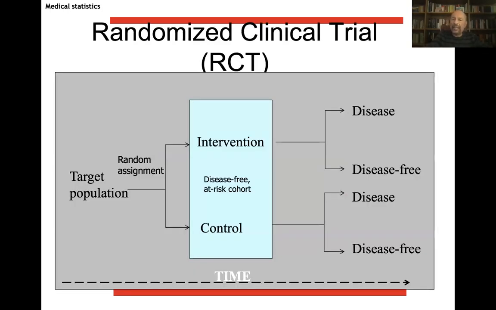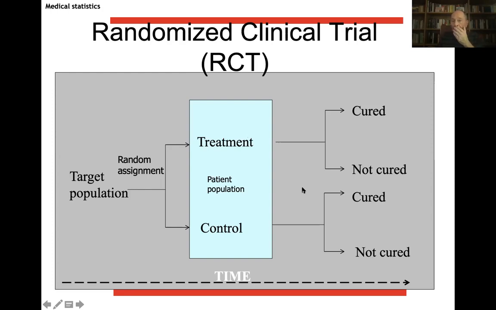So how do you decide? The phase three is a randomized clinical trial. Essentially, you randomly assign a patient to the intervention, vaccination for example, or control, injection of placebo. And then you look at disease and disease-free. Or you can have treatment and control, cured, not cured. Or you can have treatment and control, dead, alive. You can have different endpoints in your clinical trial.